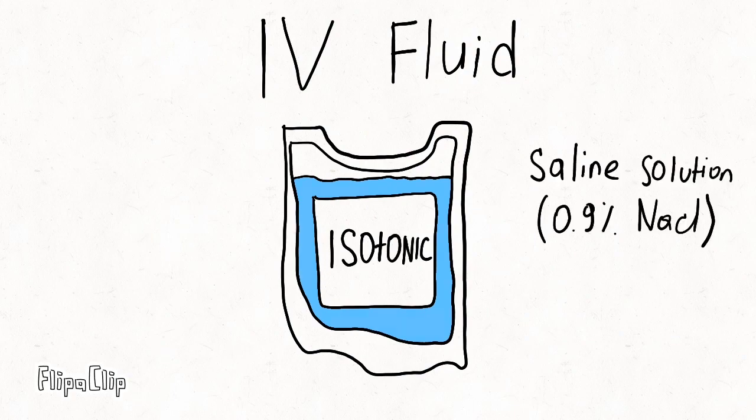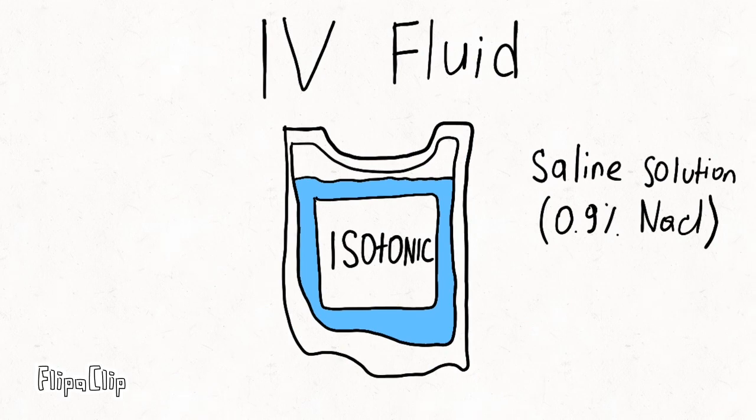Imagine you have a bag of normal saline solution connected to a patient's bloodstream. Normal saline is isotonic to human blood, meaning it has the same concentration of solids as blood cells. When the saline solution is infused into the bloodstream, the blood cells encounter an environment where the concentration of solids is the same as inside the cells.